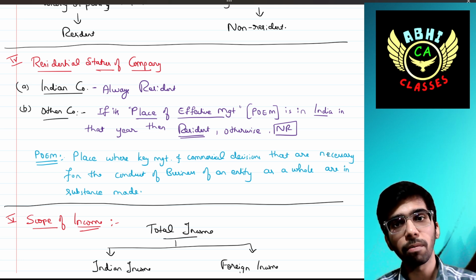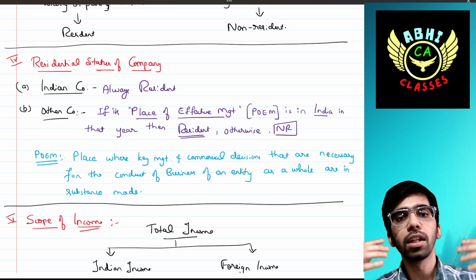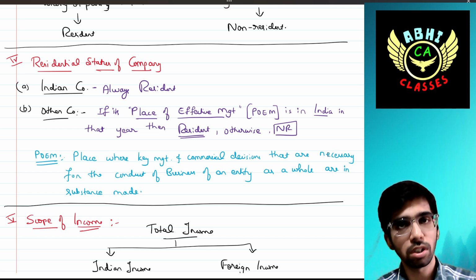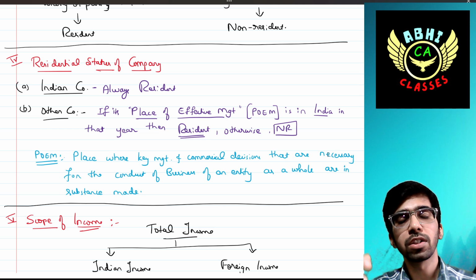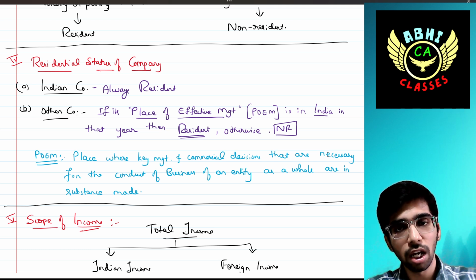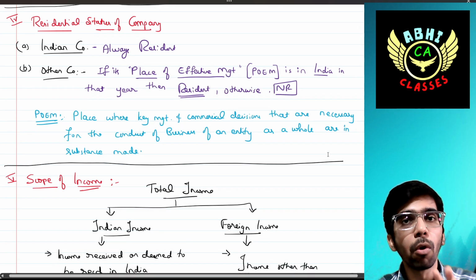If the place of effective management is in India, if those key management and commercial decisions are taken in India, then that company is called resident, otherwise non-resident. If the company's key management decisions and commercial decisions are not taken in India, then that is called NR, that is non-resident. Simple. POEM. Okay.